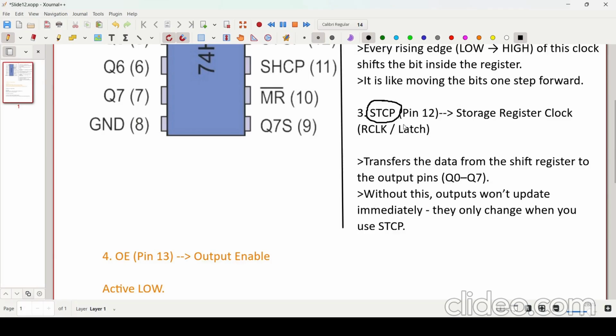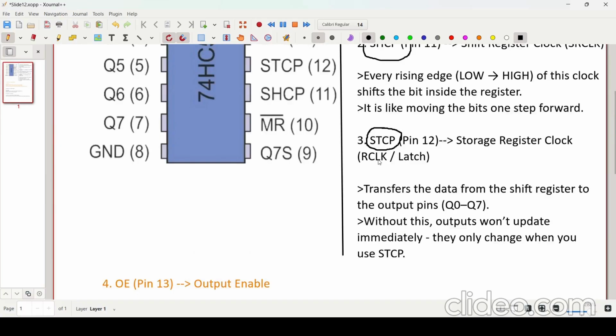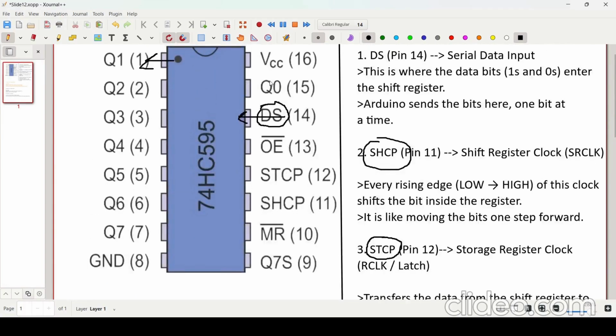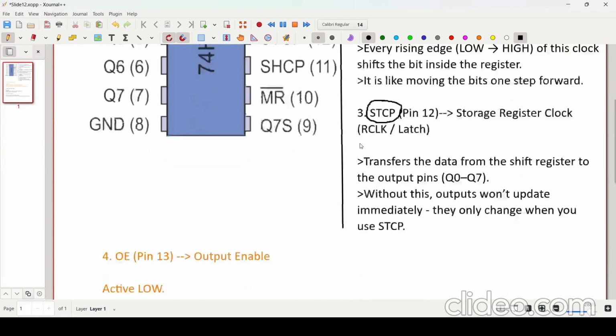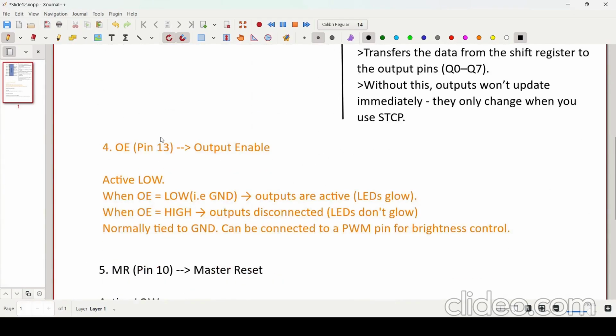And without using this pin, the outputs won't update immediately. That means they only change when you use the STCP pin. So we need to use this pin if you want to get the output from the pins Q0 to Q7, right? Now let us move on to the very important pin, the OE pin, that means output enable.